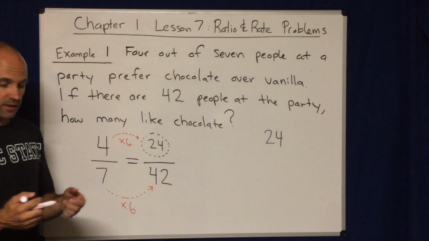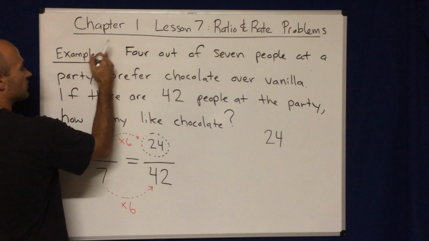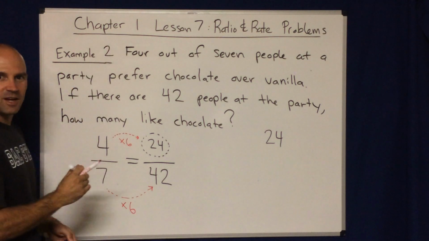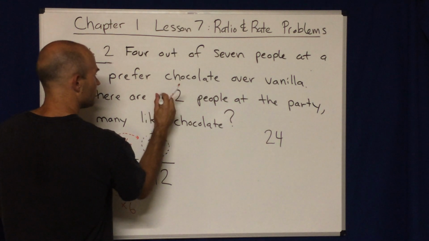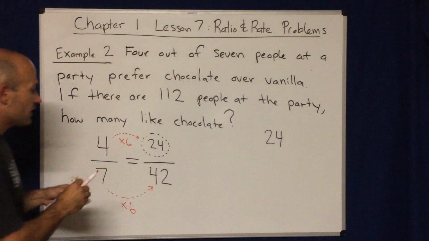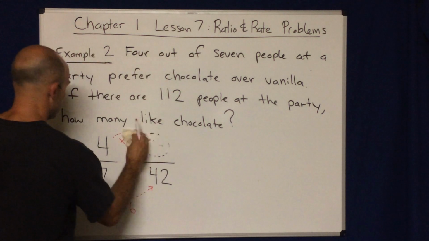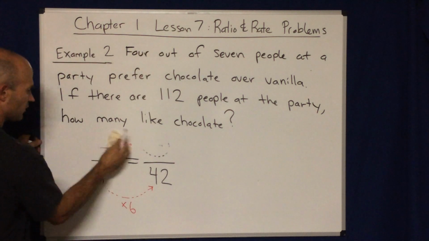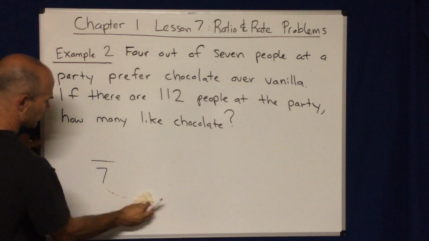All right, so let's try a second example. This second example, I'm going to keep pretty much the same setup, except I'm going to make it a bigger party. So instead of 42 people at this party, let's have 112. Now this is a great time to pause the video and try it out. It is pretty similar to example 1, but there is one slight difference, and that's why I want to go through this second example.